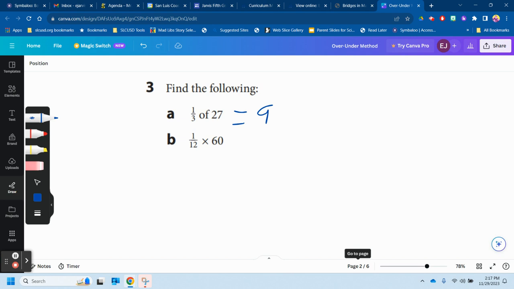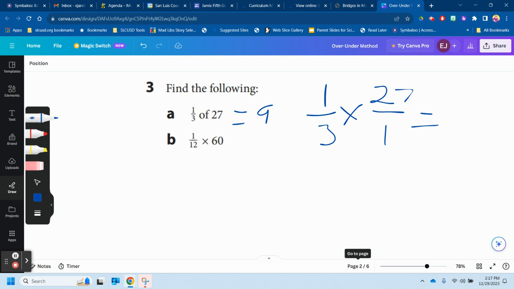An algorithm to write it out, a strategy you can use if you're having trouble, is to think of 1/3 of meaning this many times, 1/3 time, which is going to give me something less than 27. 1/3 times 27. And the way to write 27 as a fraction is 27 over 1. And then I can simplify before I multiply, and I can simplify any numerator with any denominator.